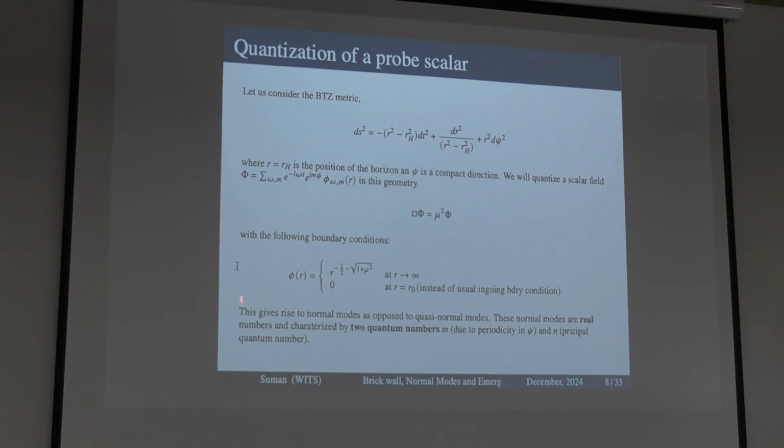And this gives rise to normal modes as opposed to quasi-normal modes, because in general, in black hole geometry, if we put an ingoing condition, that means that there is some loss in the system. Here there is no loss in the system; this is like a scalar field in a box. So you will get real-valued numbers if you quantize the scalar field. These real-valued numbers are called normal modes, and they are labeled by two quantum numbers. One is m, related to the periodicity of the psi coordinate, and another is n, which is the principal quantum number.